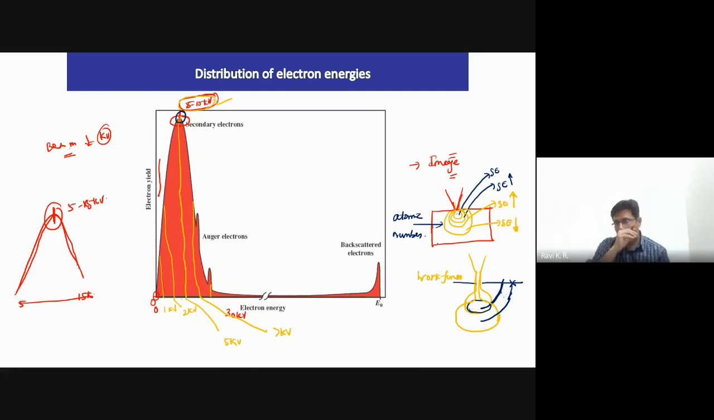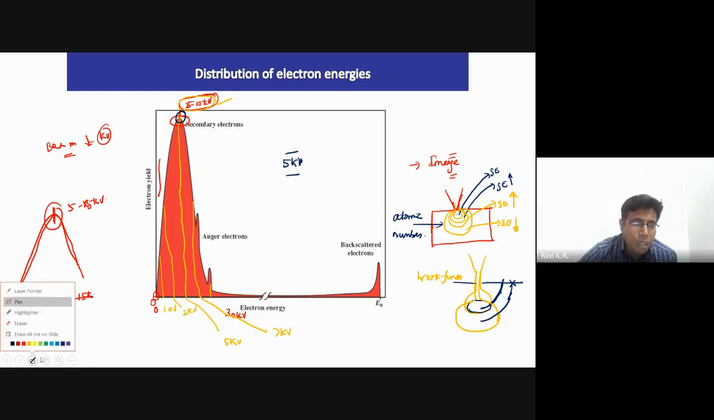Okay, the higher the atomic number, the lesser is going to be your interaction volume. That's the reason I said, let's say you take some sample, and 5 kV is the optimum voltage for that particular sample, where you are getting the maximum. Maybe you take another sample which has a higher atomic number, and you do 5 kV.